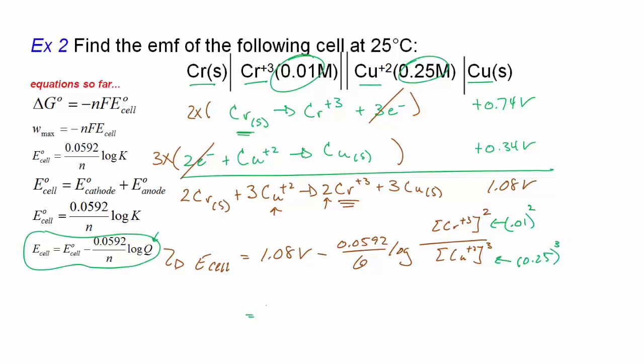So I'm going to find what's inside the log first. 0.01 squared divided by 0.25 cubed equals the log, times 0.0592, it's negative, divided by 6 equals plus 1.08, about 1.10 volts. That's my E cell. So that's what the voltmeter will read.